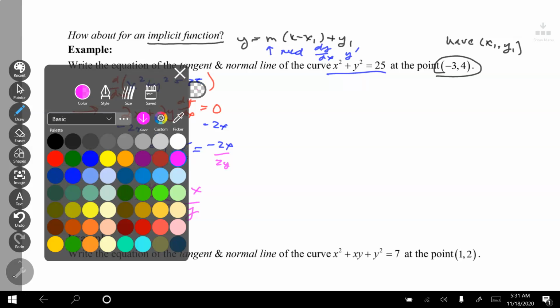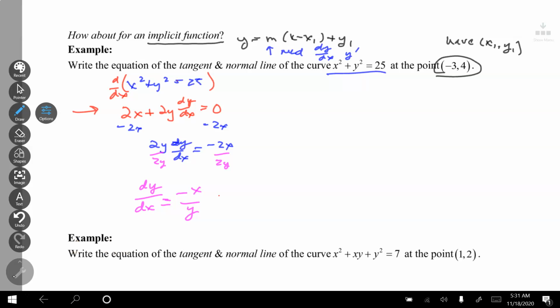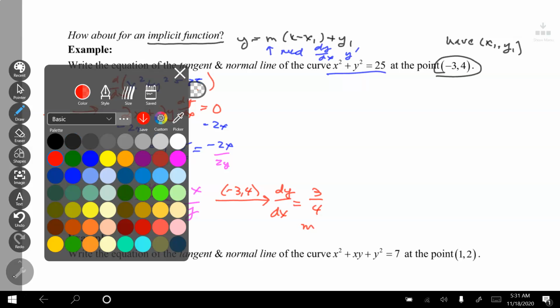And if I want to know what it is when I use the point negative 3, 4, I get my dy over dx is equal to 3/4. And that will be my slope. But I'm not going to do that a lot. A lot of times what I'm going to do, and this one was an easy one, so it wasn't so hard.